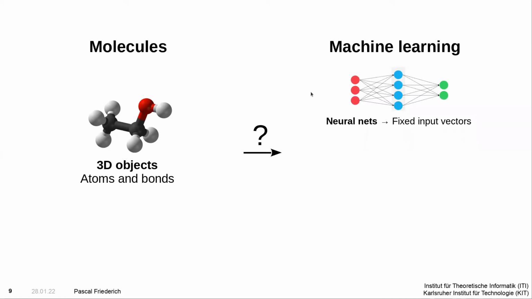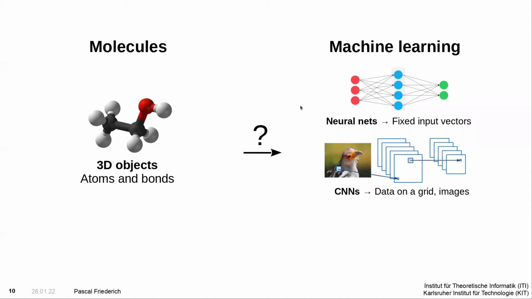There's, of course, also other types of machine learning methods, for example, convolutional neural networks, which are very successful when it comes to analyzing image-like data, video-like data, where the data is basically very neatly arranged in grids of pixels. But molecules are not such objects, so CNNs cannot trivially be used to predict molecular properties.